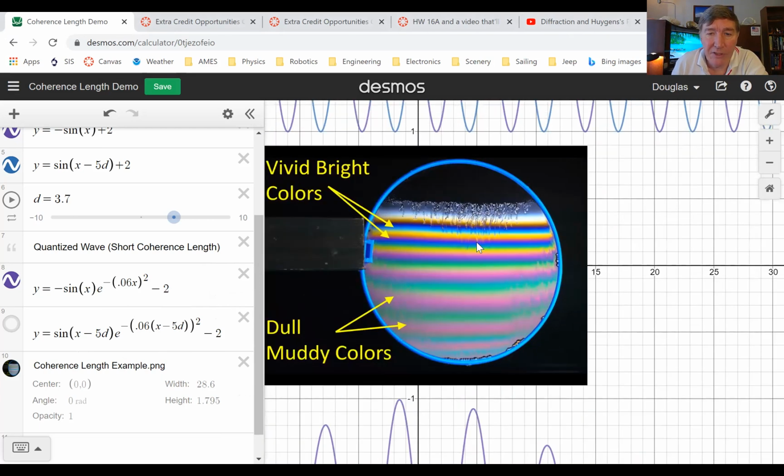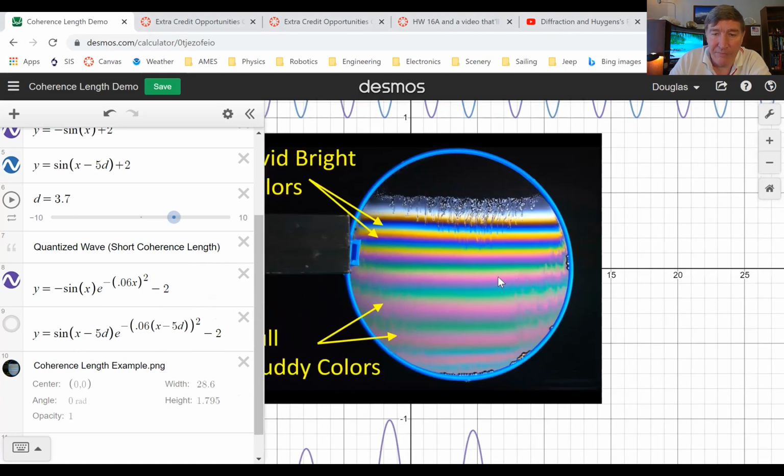The first one to go is the blue, because the blue has the shortest wavelength and therefore the shortest coherence length. So as you start off at the top here, you see here's a beautiful blue color, you get down in here, you don't see the beautiful blues anymore because you've exceeded the coherence length of the blue light. And same thing with the yellow. Up here, you see some beautiful yellow lights.